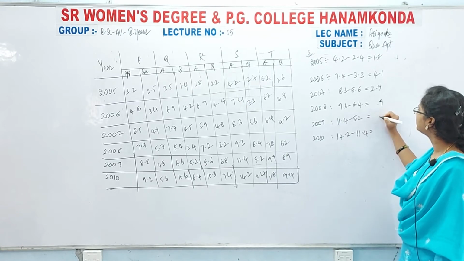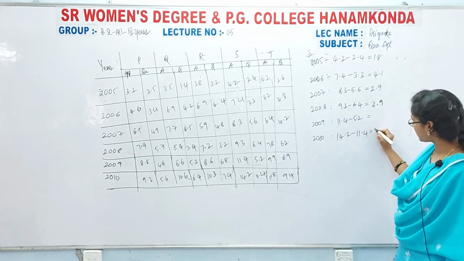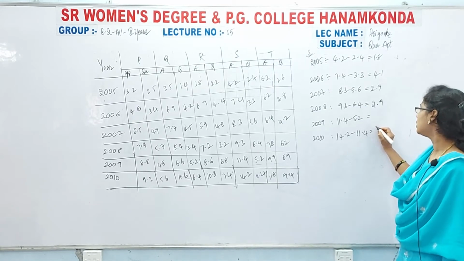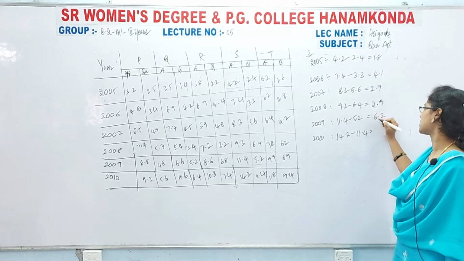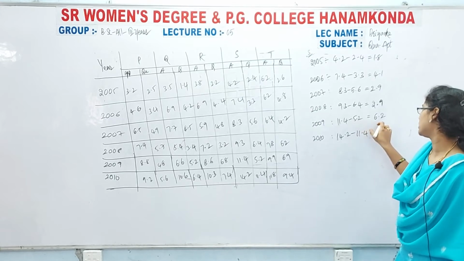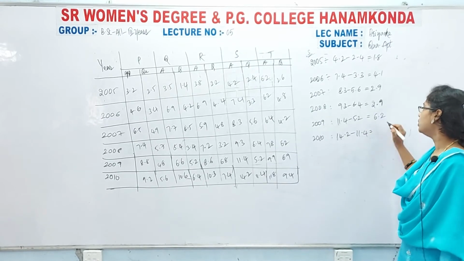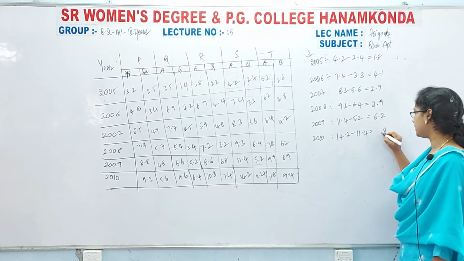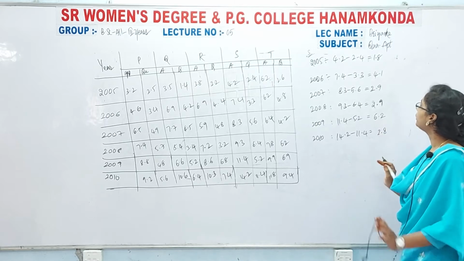Next, here 8 minus 6 is 2. Next, 11.4 minus 5.2, so it is 2, and 11 minus 5 is 6, right? If you want, you can add these two, so here you will get the same thing. Next, 14.2 and 11.4, so 12 minus 4, it is 8, and 3 minus 1 is 2, that's it, 2.8.